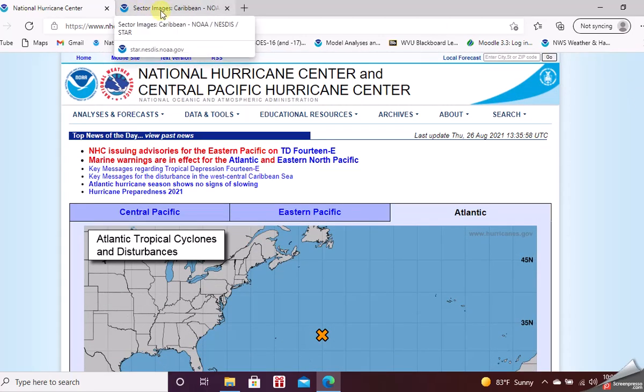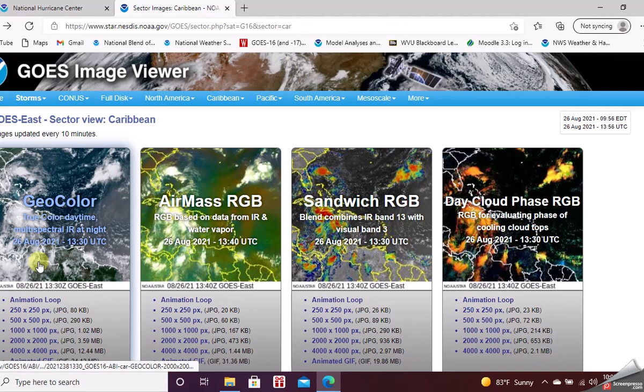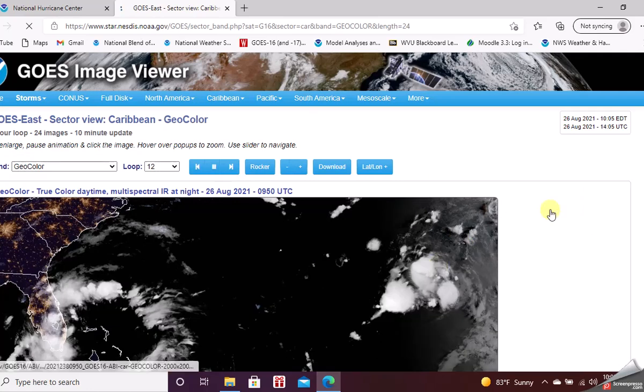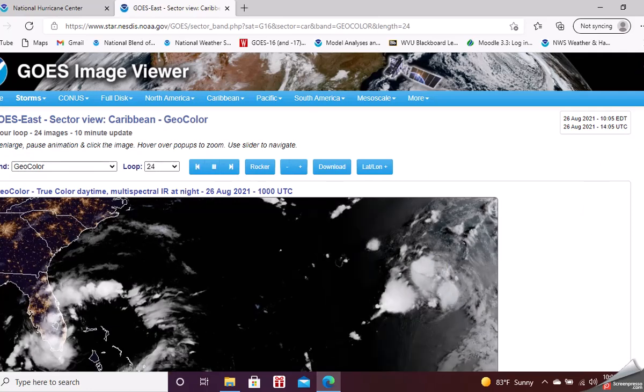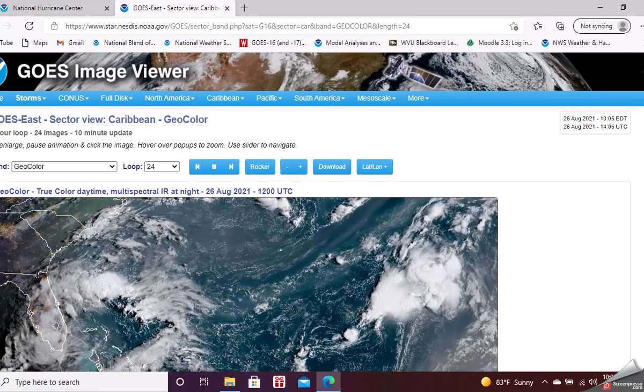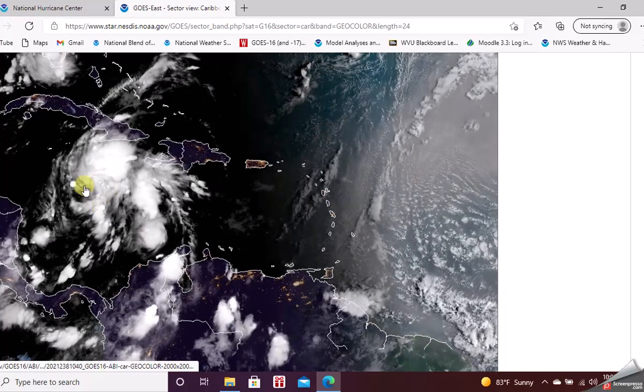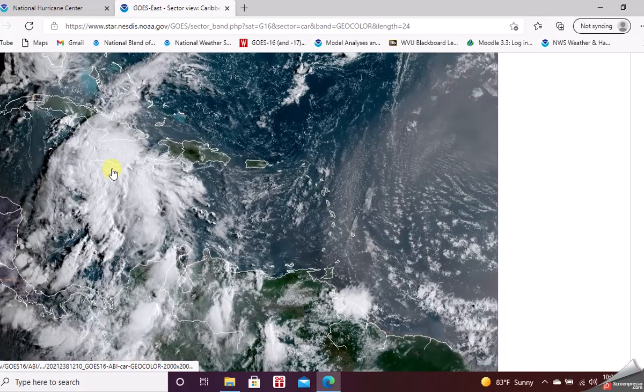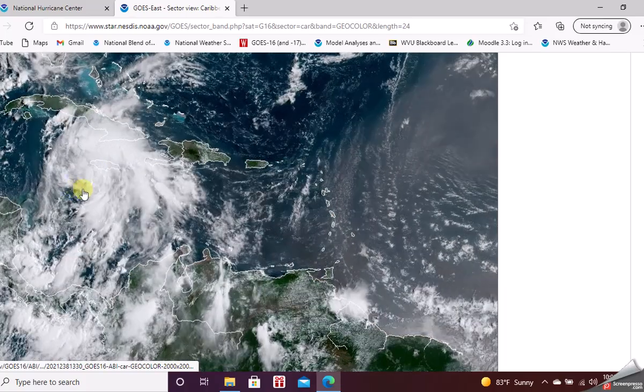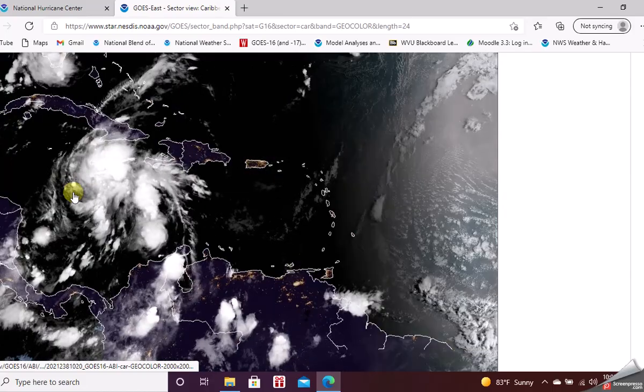And I wanted to give you a Caribbean look, just look down there at that sector. We'll do an animation of that area, and give you a look at the storm here. Here is that low, and you can see the clouds rotating here. Thunderstorms to the north, thunderstorms to the south, not a lot to the west yet.